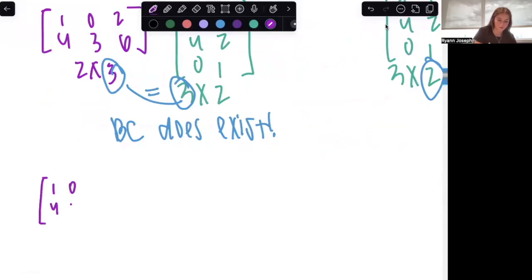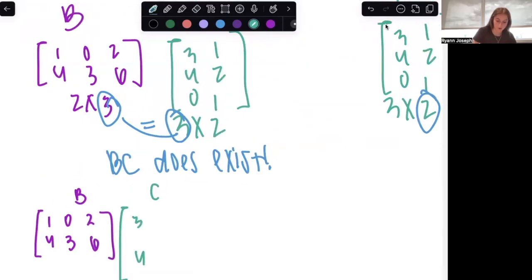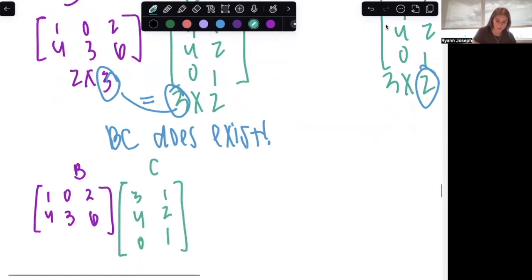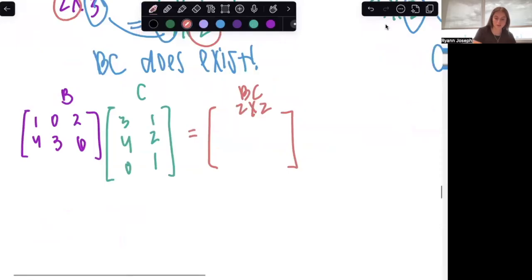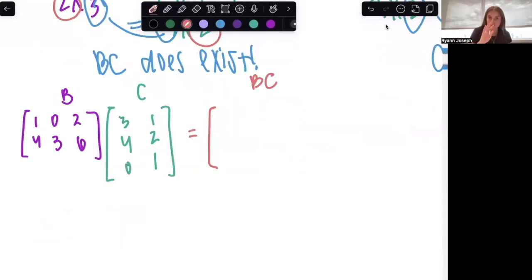So 1, 4, 0, 3, 2, 6, B times C. B times C is also going to be a 2 by 2 matrix because this is a 2 and this is a 2. So BC is a 2 by 2. So let's compute it as we did before. So I'm just going to write it out. So 0 times 3 plus 0, 1 times 3 plus 0 times 4 plus 2 times 0.